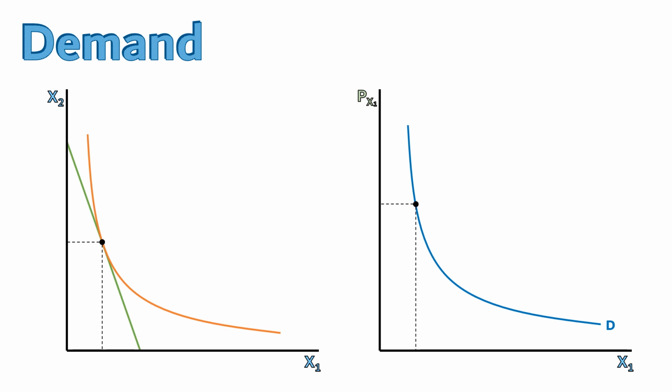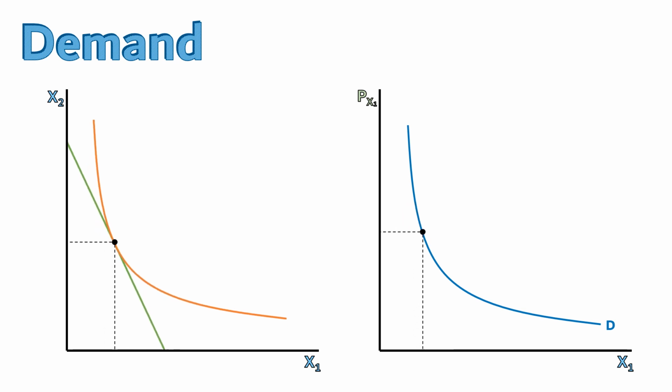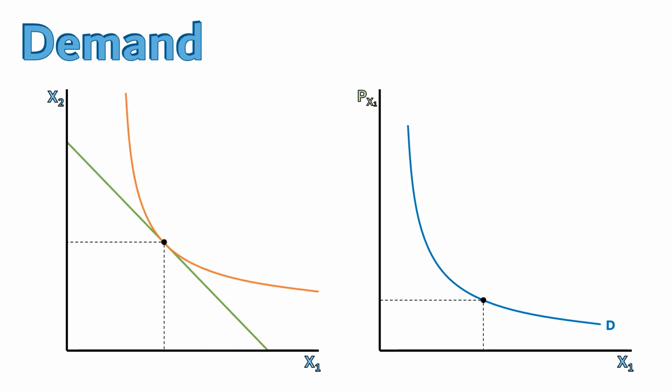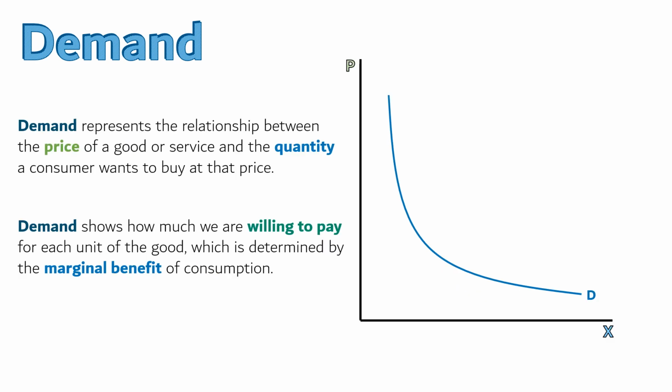As we keep raising the price of x1, we get the same kind of reaction on both graphs. And of course, if we reverse this process and lower the price of x1, the consumer increases the consumption of x1 on both graphs. Hopefully, this animation helps connect the ideas of consumer choice and the consumer demand curve. The demand curve is like a summary showing us the consumer's optimal choice for every possible price. The key takeaway, though, is that from consumer choice, we can derive demand.